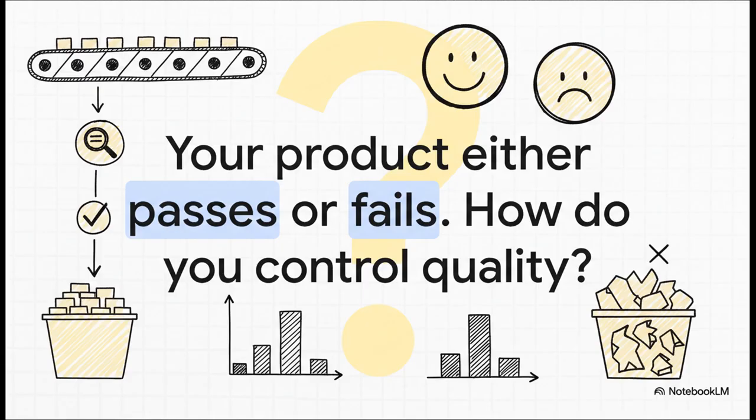You can't just average pass and fail, can you? So how in the world do you track your overall quality? And more importantly, how do you spot a problem before it gets out of hand? This is the exact reason the P-chart was invented.